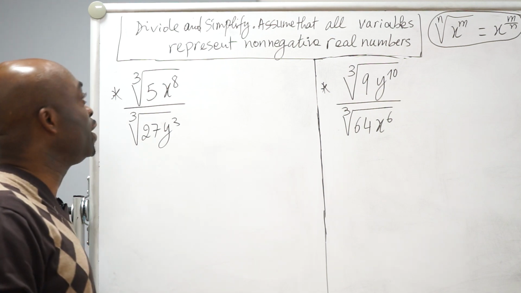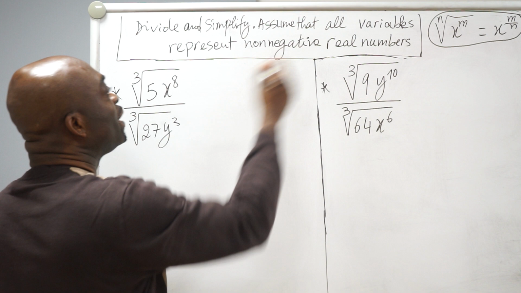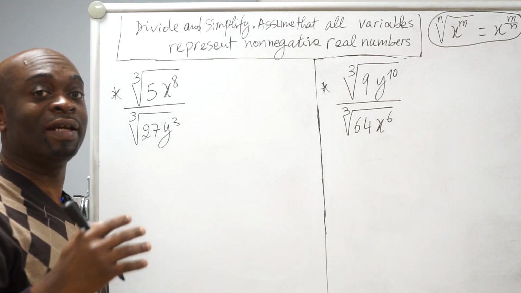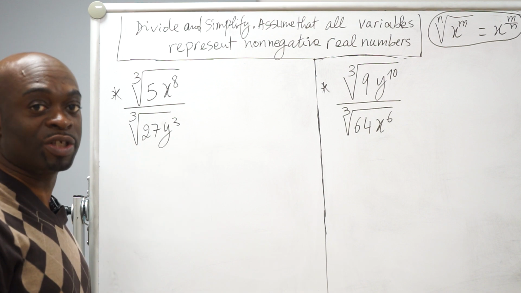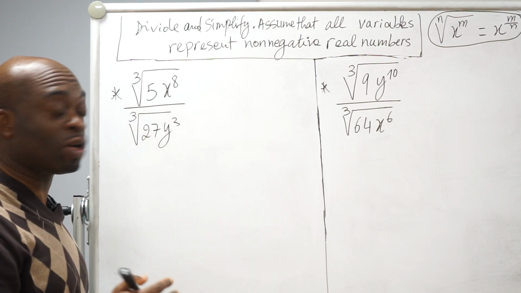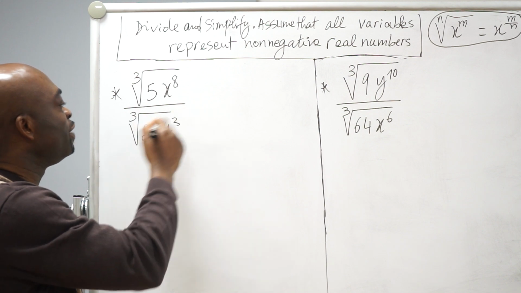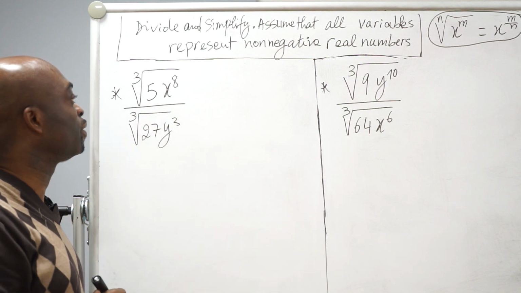Hi guys, so here we're still dealing with dividing and simplifying, assuming that all variables represent non-negative real numbers, okay? So here we're going to divide these expressions. The first one we have is the cube root of 5x to the 8th power divided by the cube root of 27y to the 3rd power, all right?